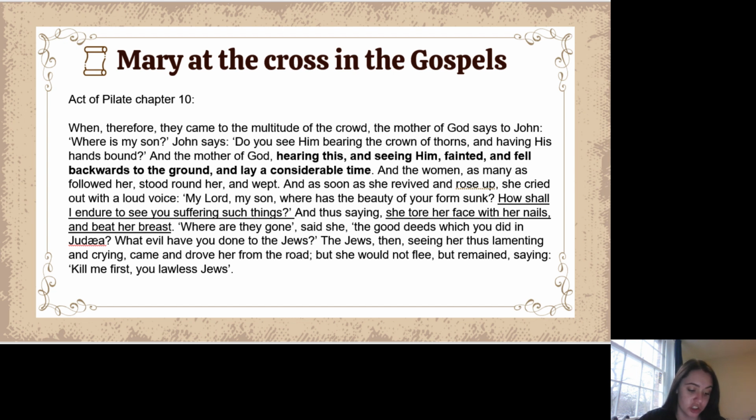describing how John goes to Mary and tells her what has happened to Jesus and that she has to come to the cross. And here we see it written: "and the mother of God, hearing this and seeing him," this is Jesus being nailed to the cross, "fainted and fell backwards to the ground and lay a considerable time. And the women, as many as followed her, stood round her and wept."